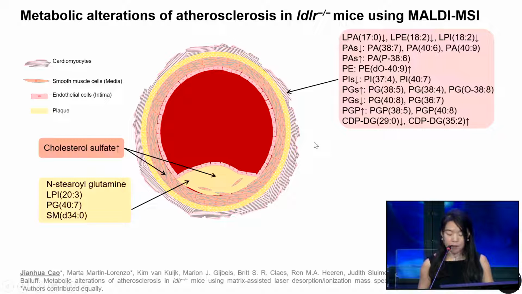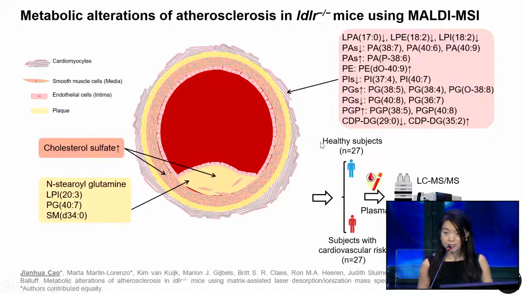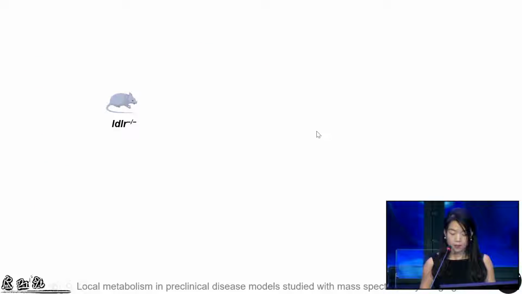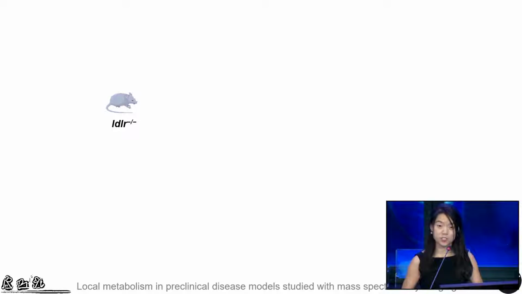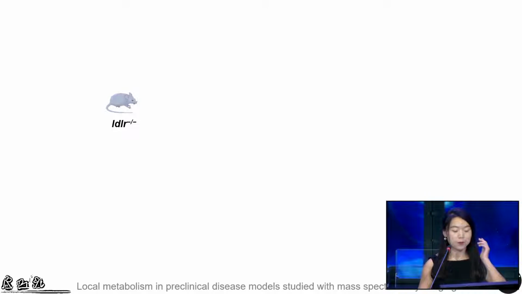In the next step, we would like to investigate the translational potential of our preclinical results from tissue to a clinical diagnostic setting in human plasma. This is currently ongoing with our collaborator in Spain. As I mentioned earlier, LDLR mice were used for the study I just introduced. However, ApoE is also one of the most widely used mouse models in atherosclerosis.